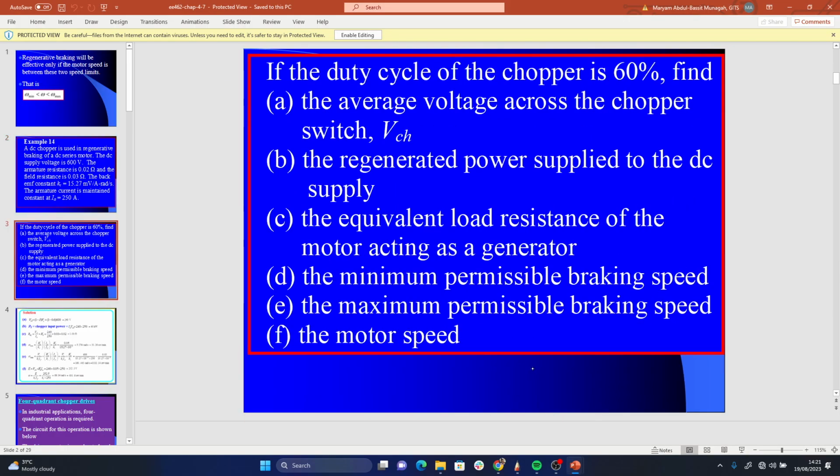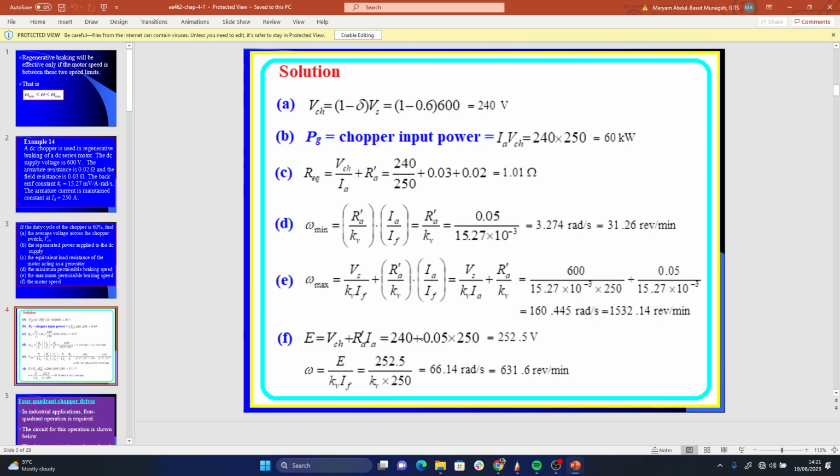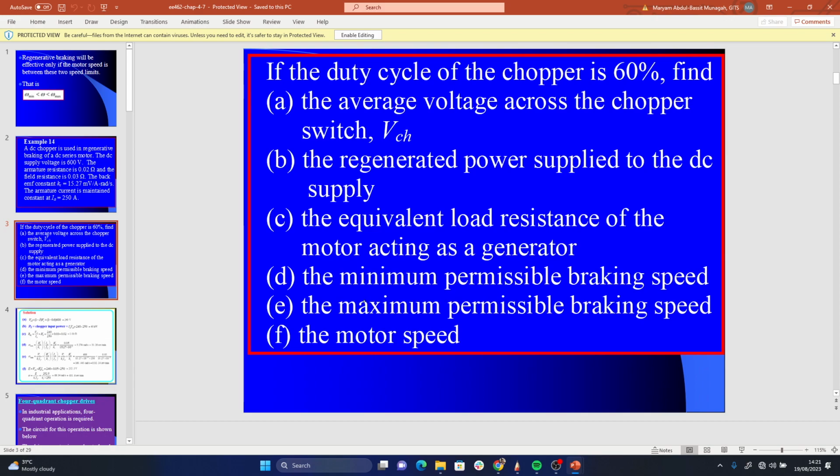Now once you have the equivalent resistance here, find the minimum permissible braking speed. The formula there. So yeah, we have this here, we've done this here. Now find the minimum permissible. So just put in the formula. The maximum, you put it here. That's all. Then F says find the motor speed.